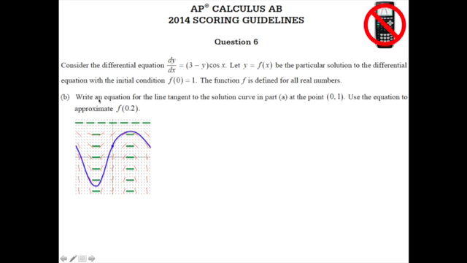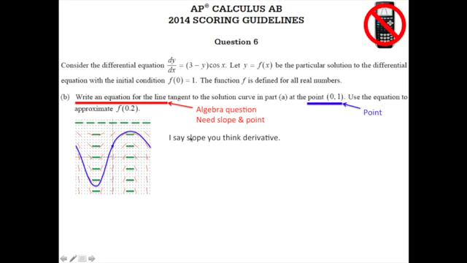For part B, it says write an equation for the line tangent to the solution at this point (0, 1). So this is an algebra question. We need a slope and a point. We already have the point, it's (0, 1). So all we need is the slope. When I say slope, you think derivative. And so here is the derivative. Notice I just called it m because slope and derivative right now are being used as the same thing.